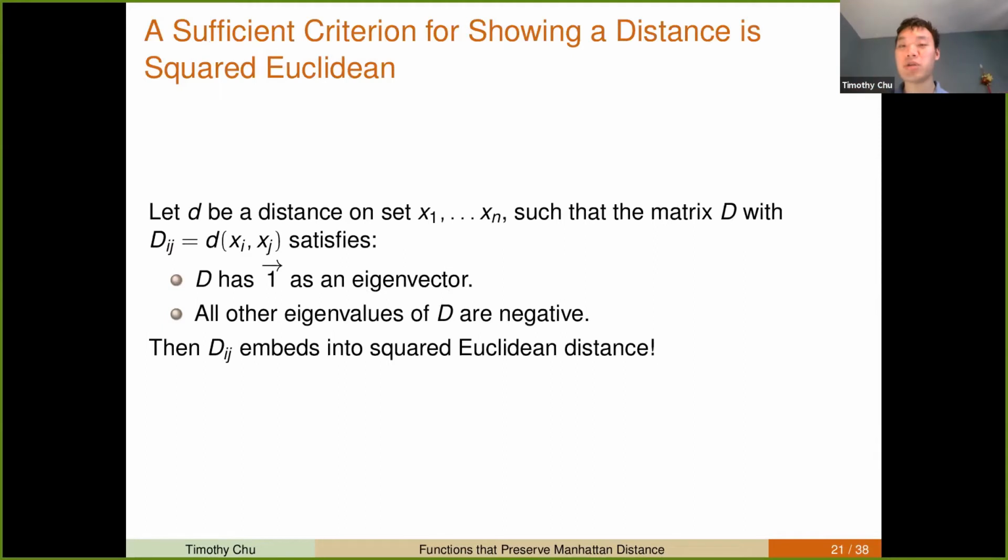Great. So what's the sufficient criterion for showing a distance is a squared Euclidean distance? This will be the end of the background slide here. Well, let's say you take your distances, you put them in this matrix as described in the slide. If it just so happens that you won the lottery and your matrix D has the all ones vector as an eigenvector, all you need to do now is check that all the other eigenvalues of D are negative. And then ta-da, you've shown that your distance D embeds into squared Euclidean distance. Turns out there's also a method to actually figure out what point set it embeds into, but we'll be getting into that later in the talk. All you need to know now is this criterion.